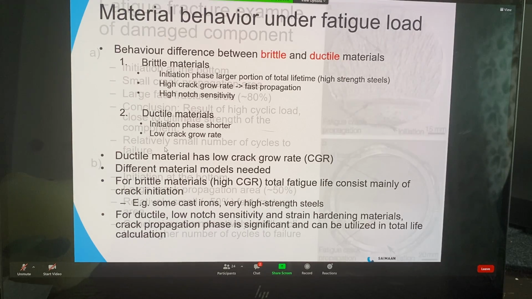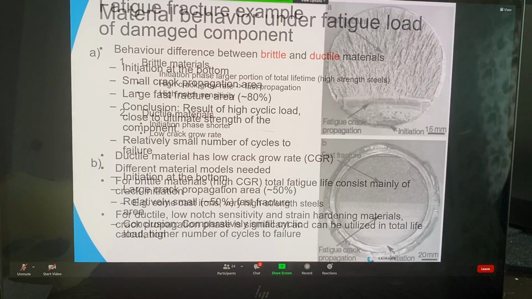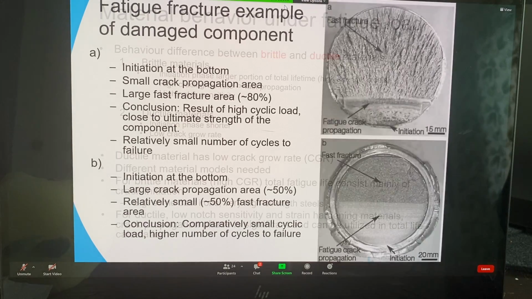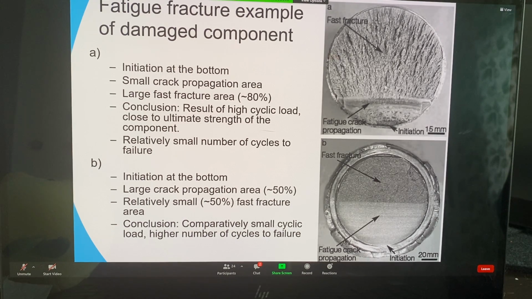So if you get the chance to look at the failed parts, fatigue failed or other failed parts, look at the cross section, you can make some judgments and conclusions out of it. It's very interesting to check those failed components if you're still alive, survive the failure.